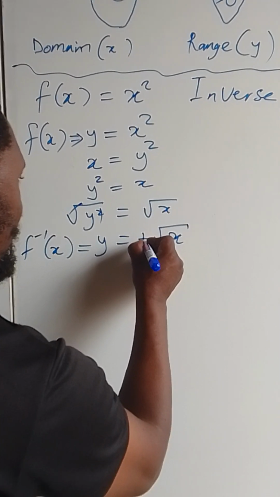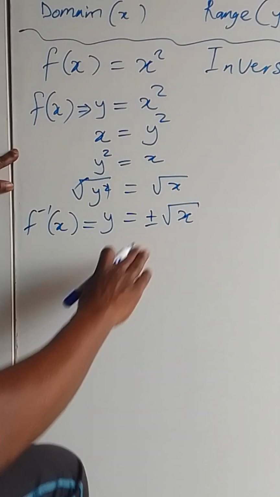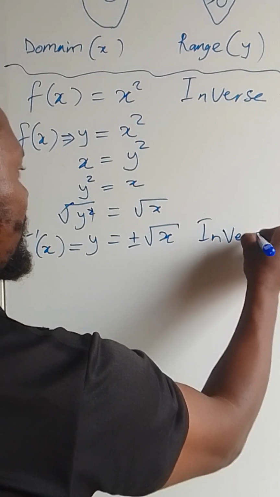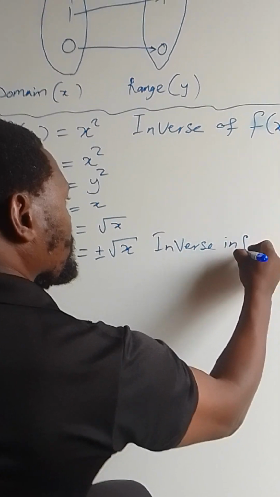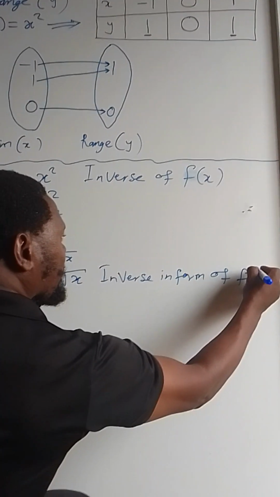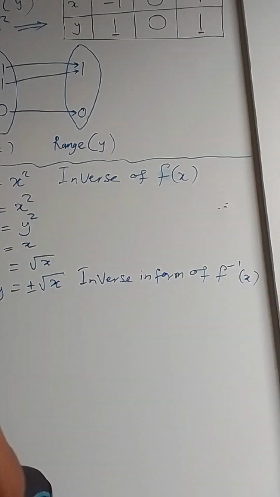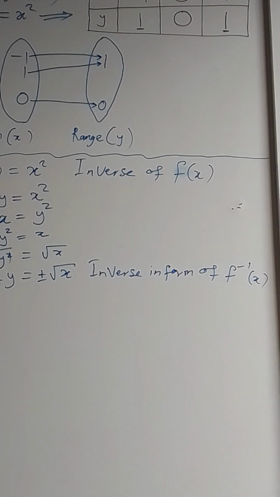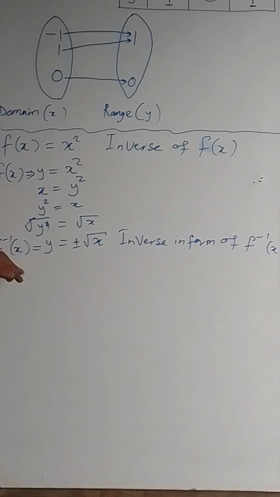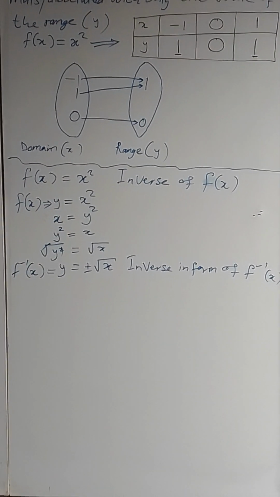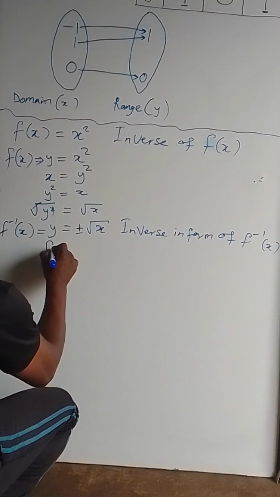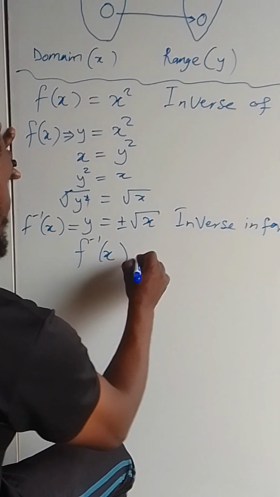Now this is going to be our inverse in the form of f at negative 1 x. This is the inverse. Now, this inverse is going to be true only when it is restricted.